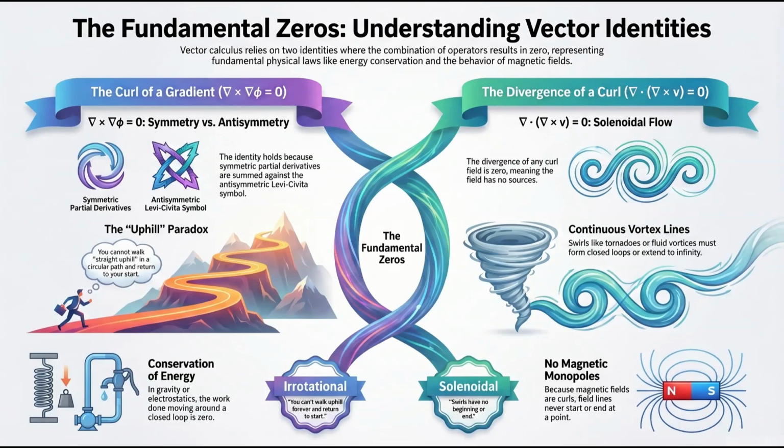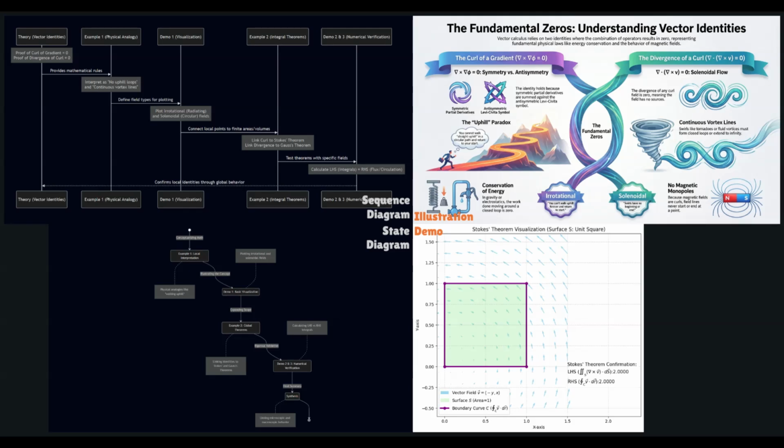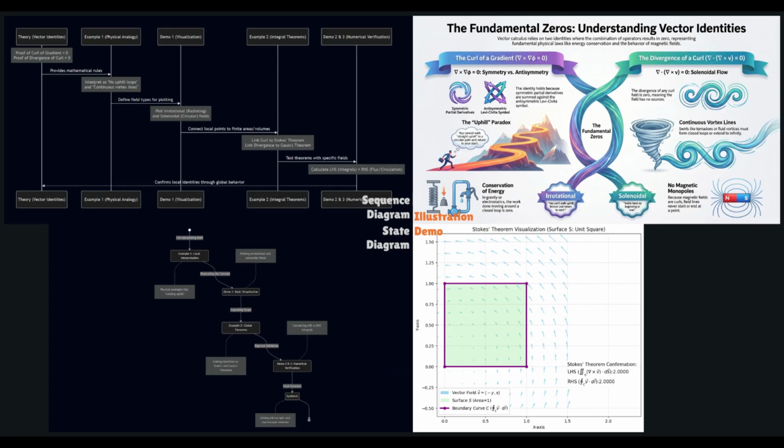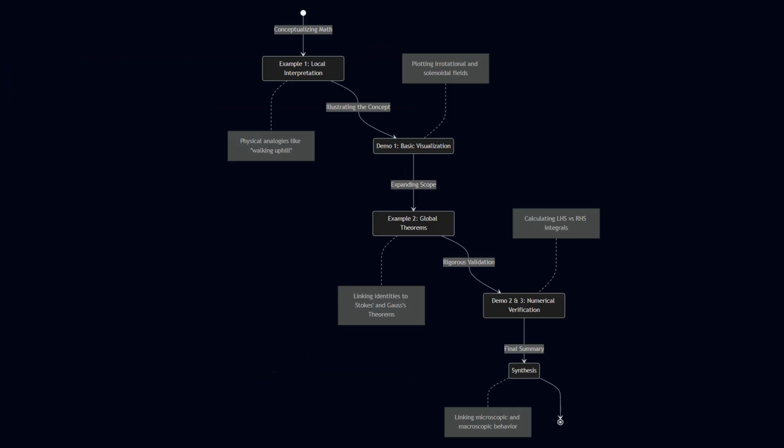The journey from abstract logic to physical reality follows a purposeful progression, moving from the microscopic rules of the derivation sheet to macroscopic laws of the universe. This narrative, reflected in both the state and sequence diagrams, illustrates how we transition from theoretical rules to practical proofs.